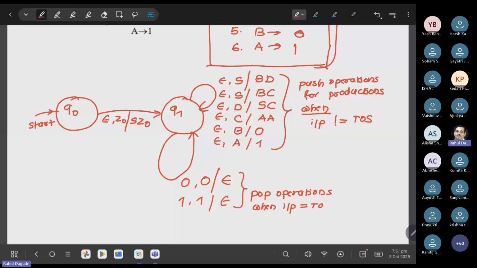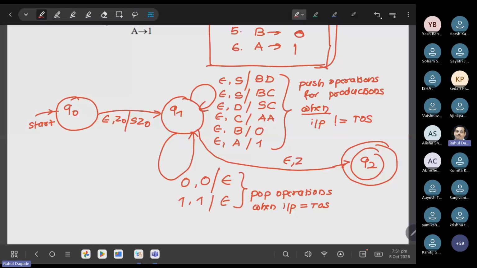And now we have to terminate. How to terminate it? We come to the final state, which is Q2. When input is finished, that is null, and Z0 is on stack, then Z0 is kept as it is. So this is how you can design the PDA.